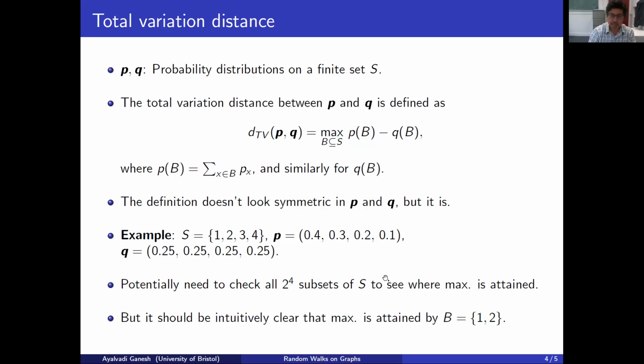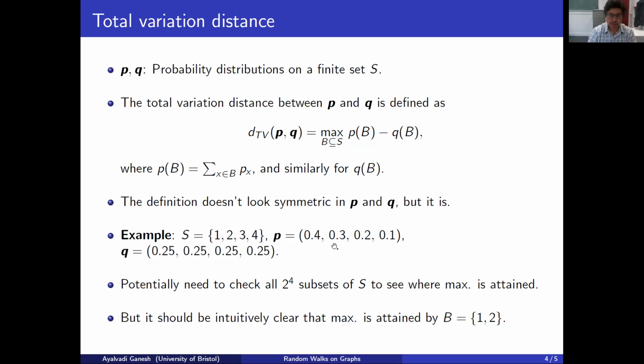So we should take B to be just the set consisting of elements 1 and 2. Then P of B is 0.7, Q of B is 0.5, the difference is 0.2, and that's the biggest it can be. Okay, so I hope this example is completely clear.